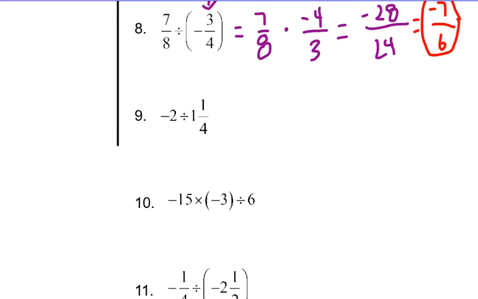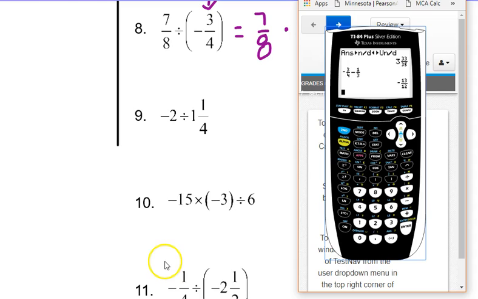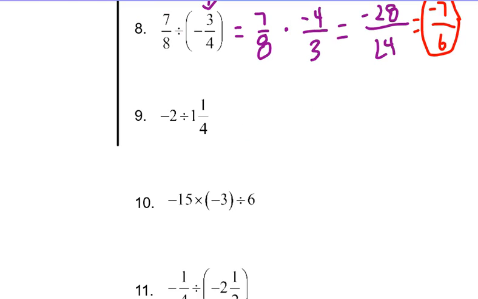Now, also our calculator can be very helpful in dividing fractions. So if we do -2 divided by 1 and 1/4, we can pull up our calculator, do -2 divided by, get our fraction menu up here, put in the mixed number 1 and 1/4, enter, and we get -8/5. So for number 9, our answer is -8/5, and you can leave your answer as a mixed number.